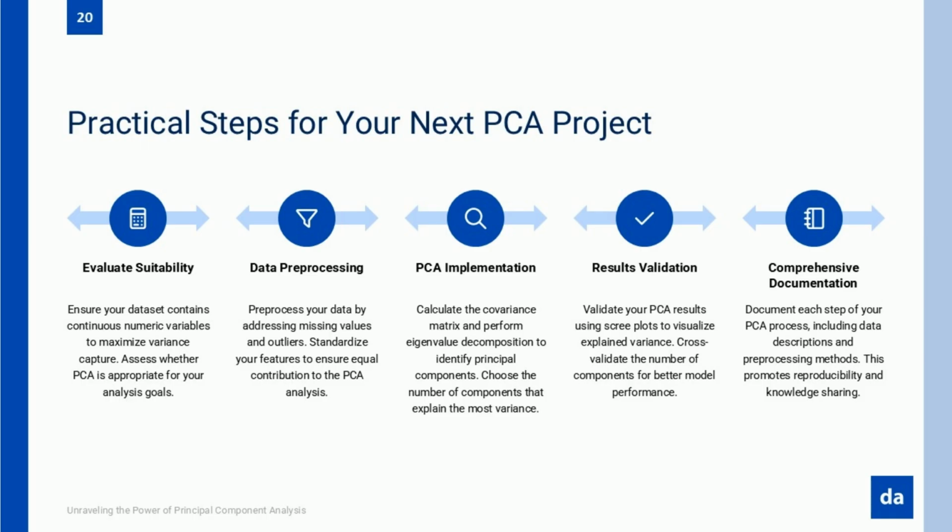Best practices for implementing PCA involve ensuring that your data is properly mean-centered and scaled before analysis. Use scree plots to visualize the explained variance and determine the optimal number of components to retain. Document each step of your PCA process thoroughly, including the rationale for decisions made during the analysis. This approach creates a reproducible workflow that others can follow and understand.